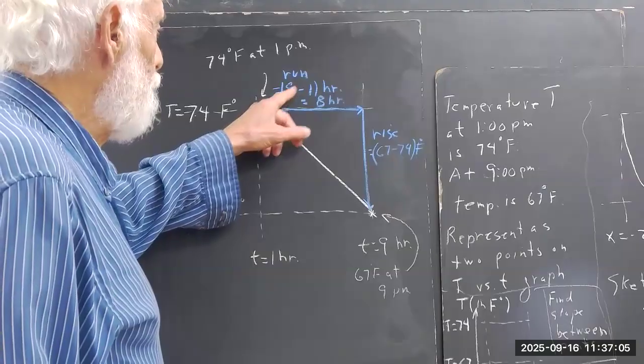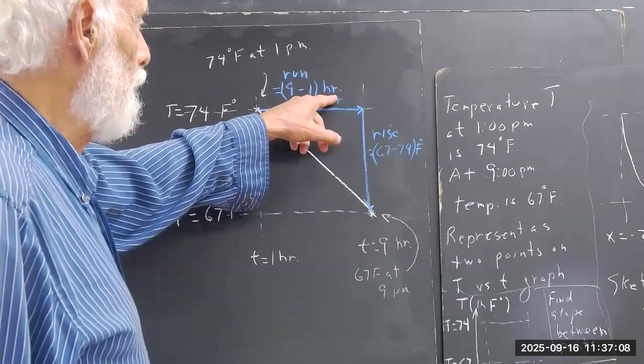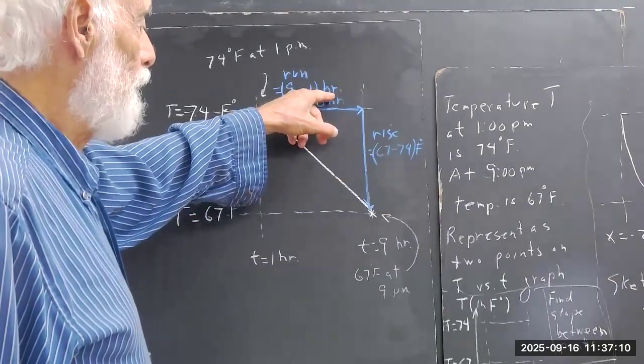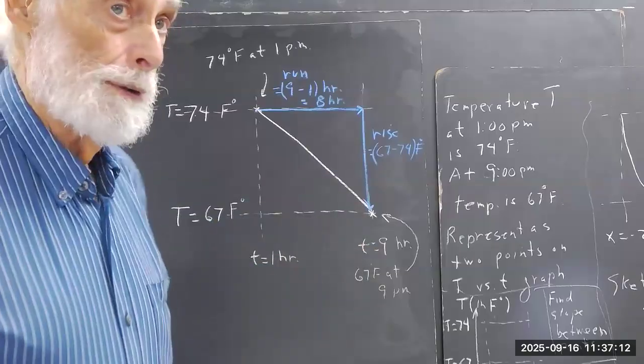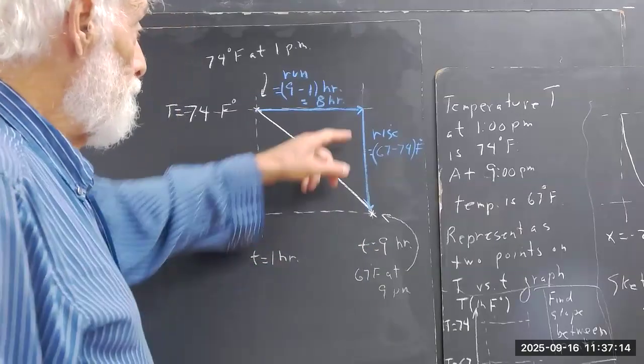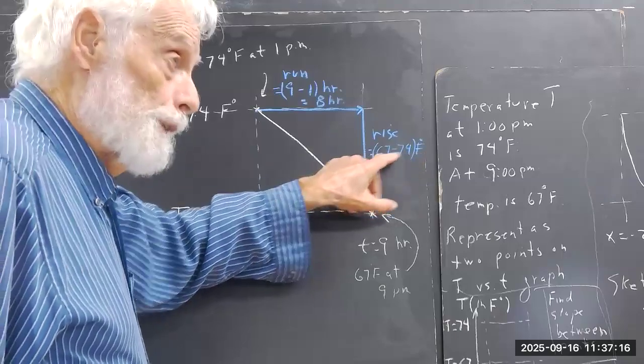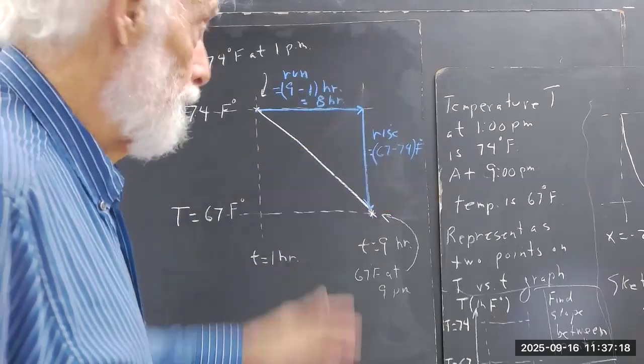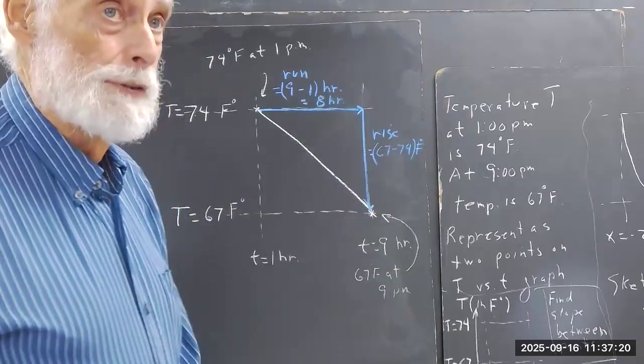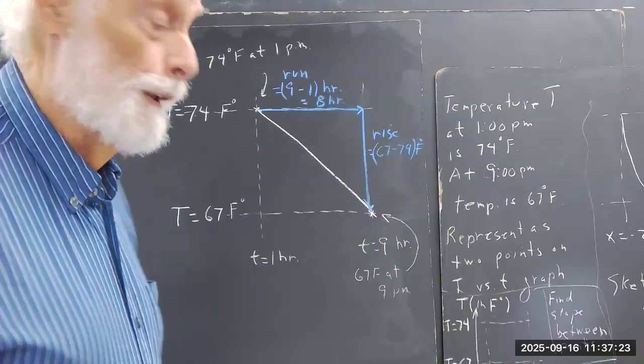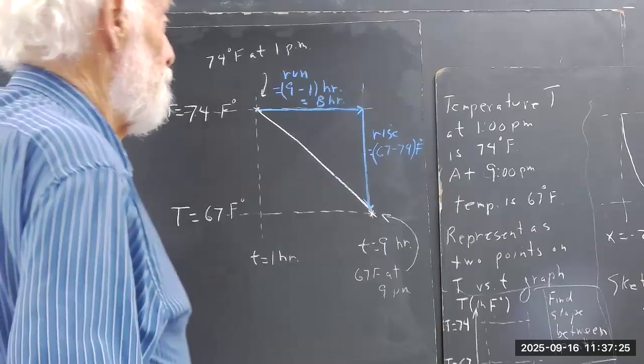I didn't write 9 hours minus 1 hour. I kind of factored the hours out, but it's 9 minus 1. It's got to be in hours because the 9 and the 1 are in hours, right? And this difference has to be in Fahrenheit because the two temperatures, the 67 and the 74, are in Fahrenheit. So you kind of use a distributive law.